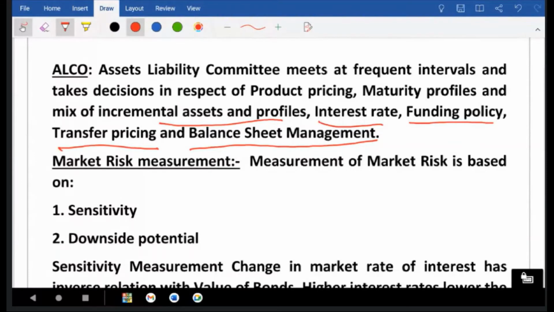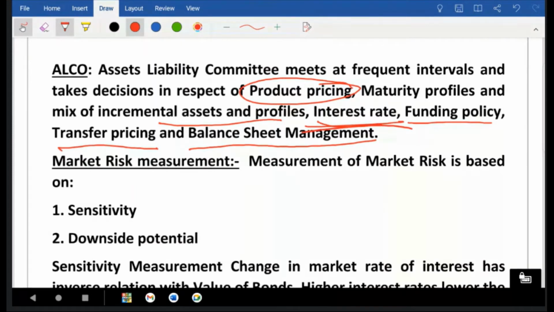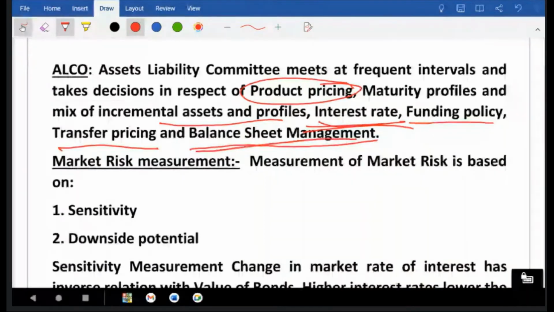That means product pricing, they keep on changing the pricing. You might have seen they are changing the services offered by the bank. Sometimes they'll say, okay, for the ATM I will charge 200 rupees, sometimes they say, oh, I charge 400 rupees. Then the interest rate, you must be seeing the interest rate keeps on changing, fluctuating. Funding policy, balance sheet management, and transfer policy. So these are done by the asset liability committee.